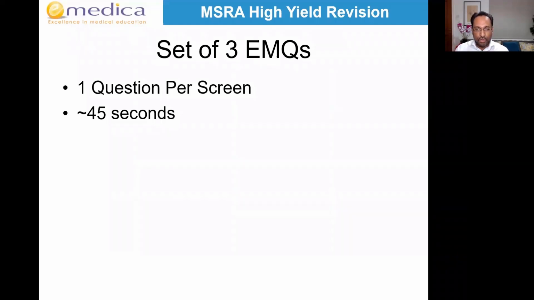EMQs come in sets of 2, 3, 4, or 5, okay? On any given screen, there's only one question. Let's say there's a set of 3. For all 3, the answer options will be the same, but just the question will change on each screen. I'll show you what it looks like in a minute. And because you've got 97 questions and 75 minutes, you've got about 45 seconds per question. That's one of the other challenges, is time, okay?